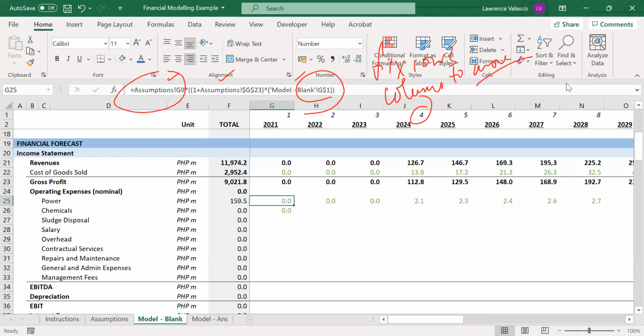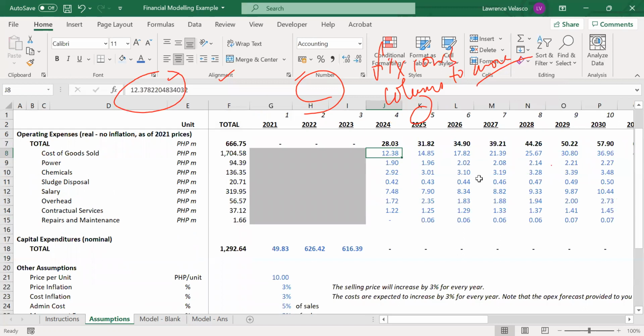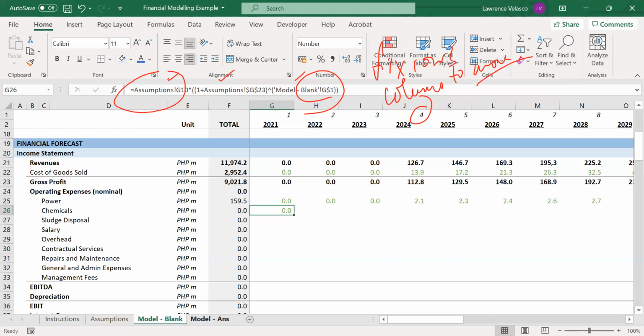Una, nagbago to. Assumptions G9, bumaba to G10, which is correct because in our assumptions page, G9 to G10 din yan, yung power and chemicals. Right? So, okay lang yon. Nagbago ba yung inflation? Hindi, kasi finix natin pareho. Nagbago ba yung row? Hindi, kasi naka-fix yung row. First row pa rin. Pero pag minove ko siya dito sa kabila, nag-move yung column.